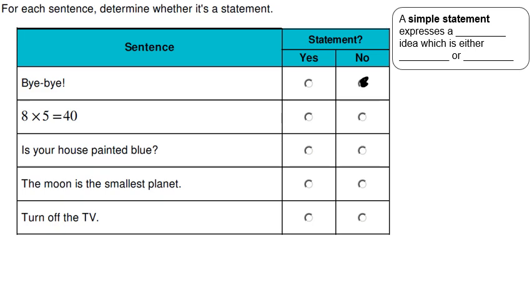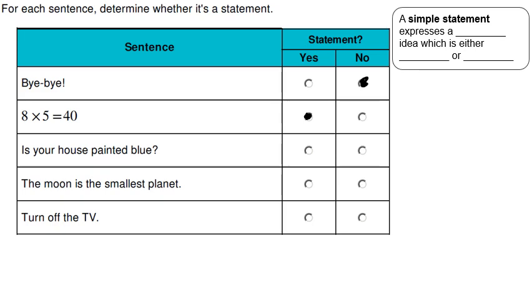Something like, I told them bye-bye. See, I told them bye-bye would be a simple statement because you either told them bye-bye or you did not tell them bye-bye. 8 times 5 is 40. That is a statement. It expresses a single idea, and it's either true or false.